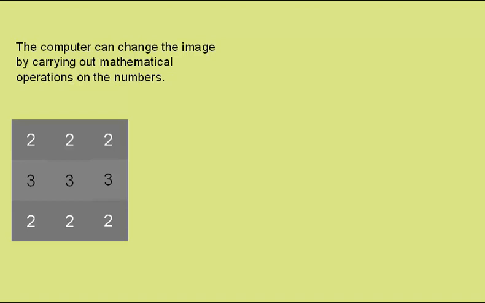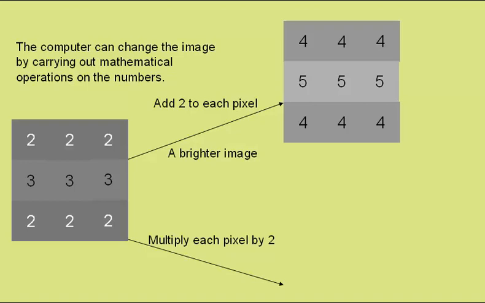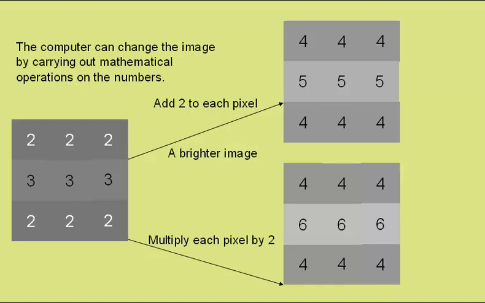So here we have a simple stripe. By adding 2 to each pixel, we'd get an image like this, a brighter image. By multiplying each pixel by 2, we'd get something like this, increased contrast in the image. Here we have a region of mainly light shaded pixels with a dark pixel in the middle. The dark spot could be noise, unwanted information.